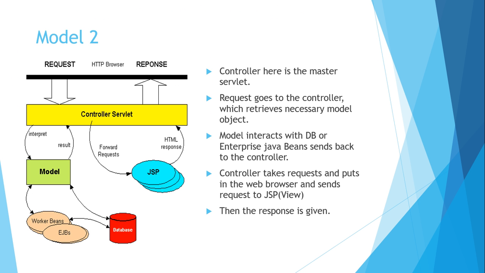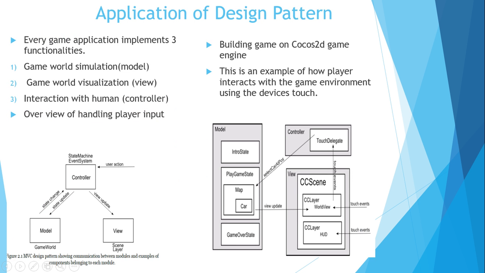The controller servlet is the master servlet. The request goes to the controller servlet, which retrieves the necessary model objects. The model objects can interact with the worker beans or the database, and from the model object it goes to the controller servlet, and from the controller servlet it goes to the JSP. The JSP puts the response to the controller servlet, and the controller servlet in turn puts it to the browser, and it gives the response.